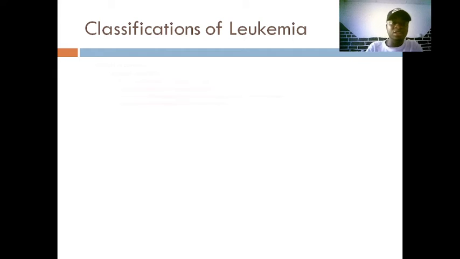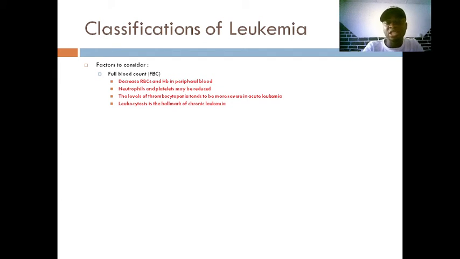So for classification of leukemia, if you want to classify leukemia, you can do that by considering the full blood count results. Let's say a patient visits your facility, and you suspect leukemia. But what type of leukemia is that? So from the full blood count results, we can look at decreased RBC and hemoglobin in peripheral blood. So you run your full blood count, possibly there will be low levels of red blood cells and hemoglobin.